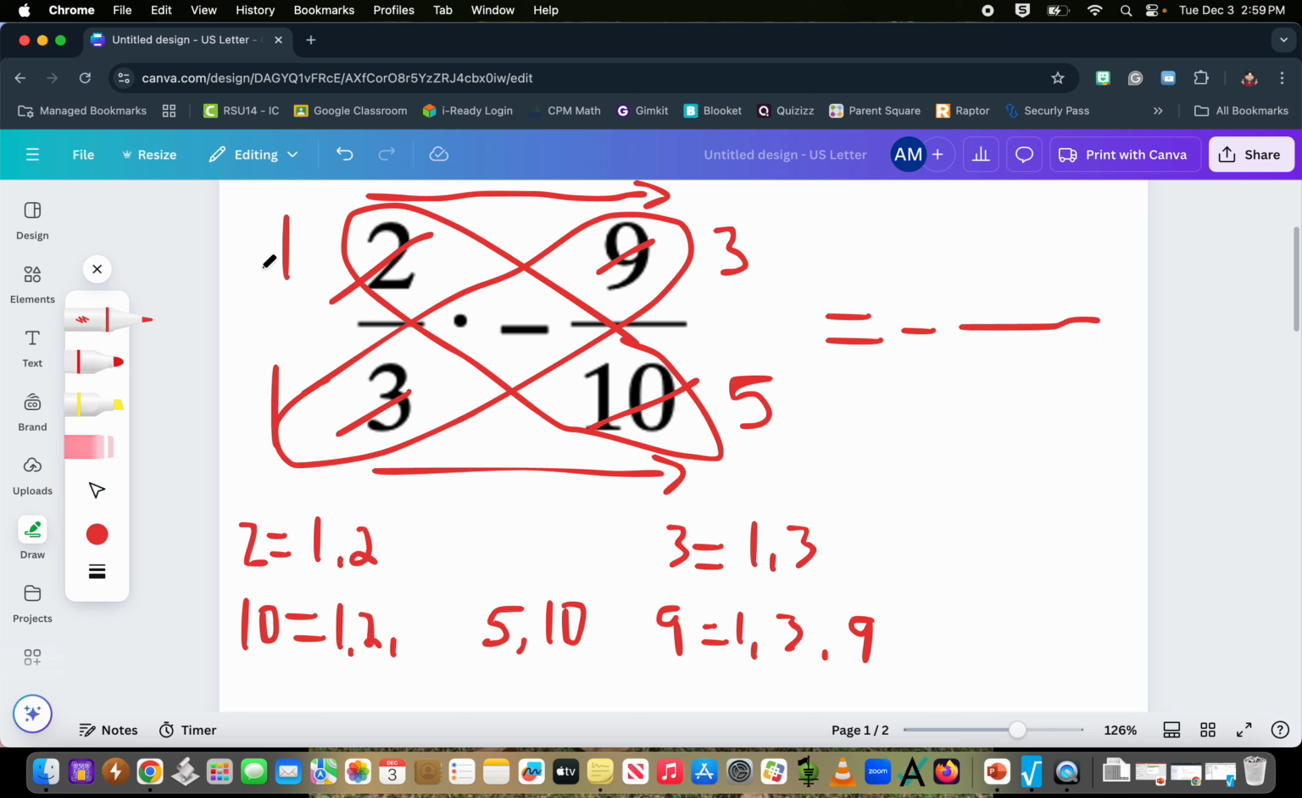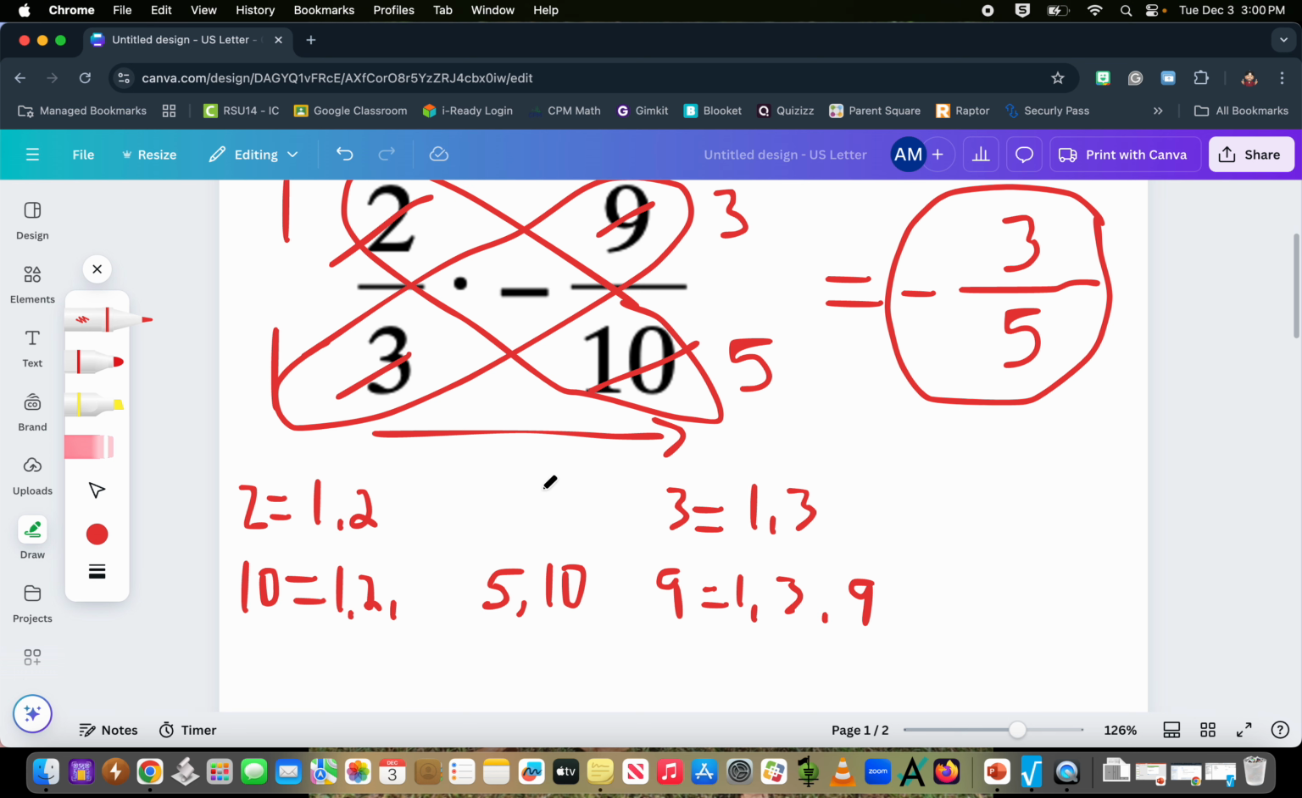In my numerator, I've got 1 times 3, so that's 3. In the denominator, I've got 1 times 5, and that's 5. This last step is done now because we already did our reducing before. So our final answer of 2/3 times negative 9/10 in lowest terms is going to be negative 3/5.